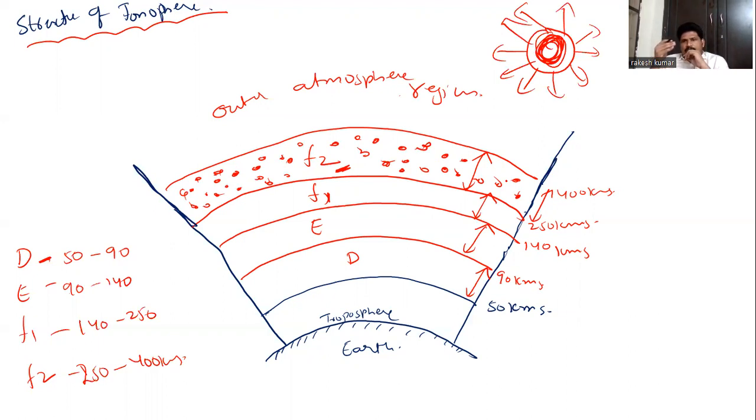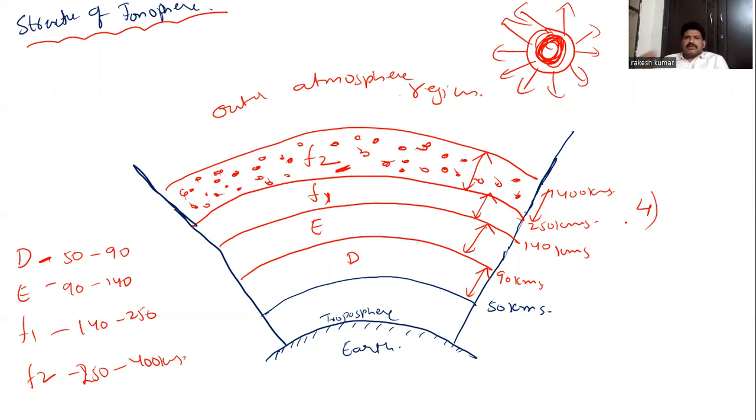So when compared to the F2 layer, which layer will have more electrons? That is nothing but F1. Among these four layers, which layer is heavily dense and which layer is lightly dense, or which layer consists of fewer electron hole pairs and which consists of more? F2 layer, no doubt, since it is very near to the Earth's surface, consists of more electron pairs.